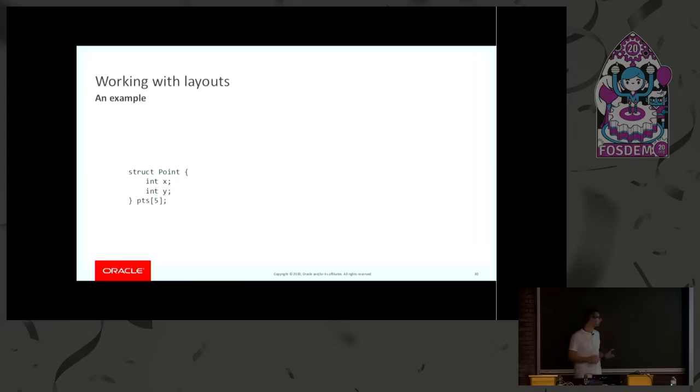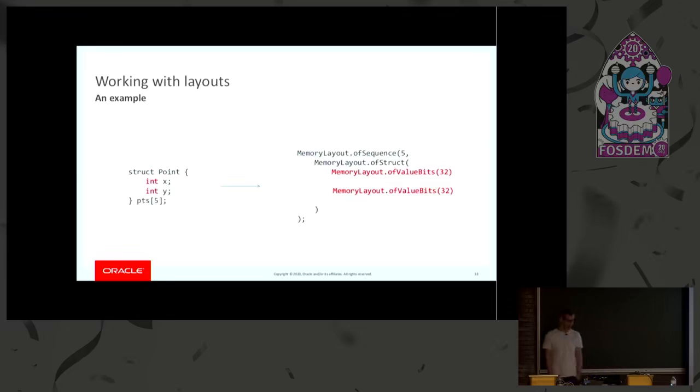So this is how we model the point struct using a layout. Of course we have to start from the outside. We create a sequence layout. You have to specify a size, which is 5 in this case, and then you have to specify what goes inside the sequence. In this case we have a struct, so we call memory layout of struct, and then we specify the fields of the struct: there are 2 ints, 32 bits, assuming the ints here are mapped to 32-bit values. I can even attach names to the fields, so that I can then perform queries on this particular layout.